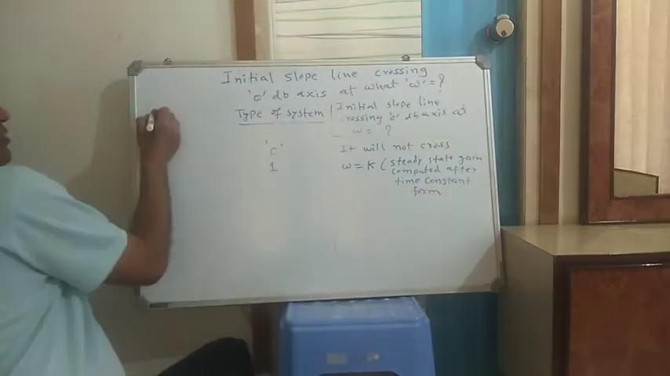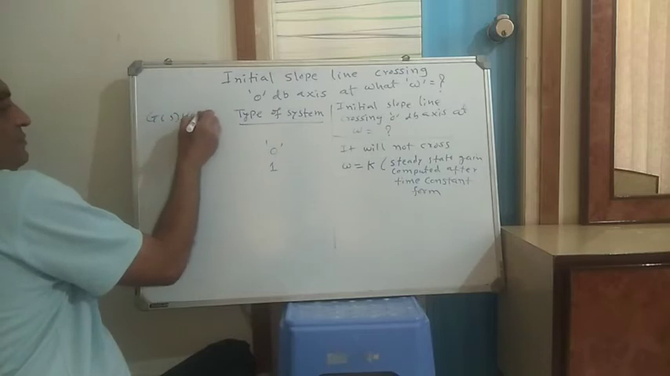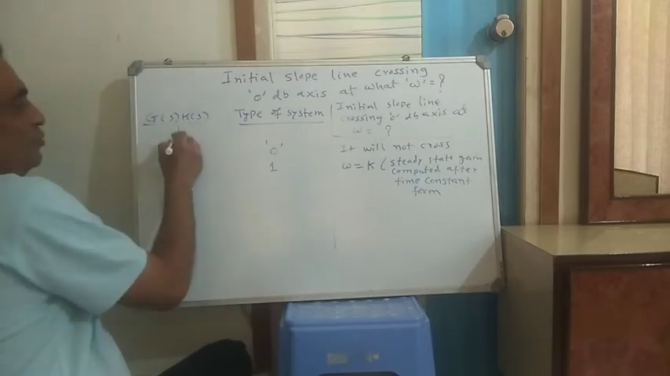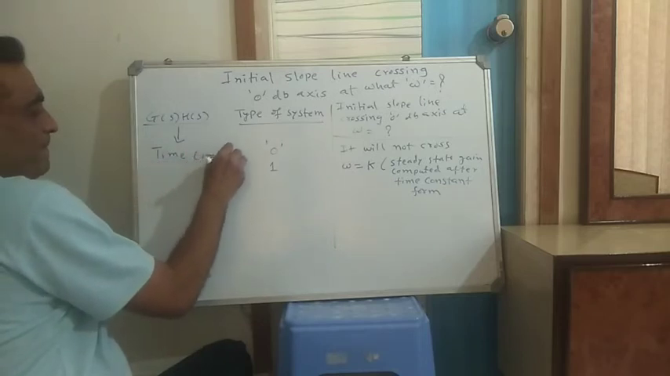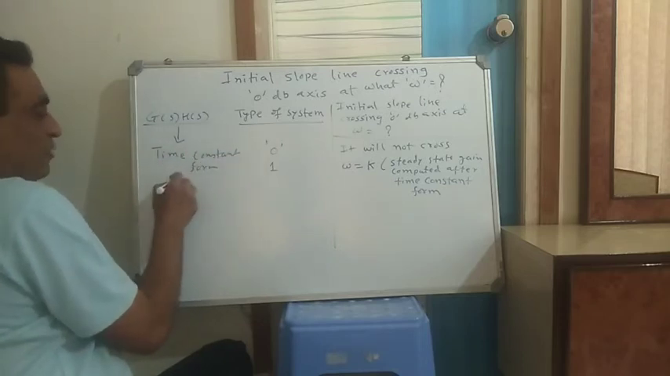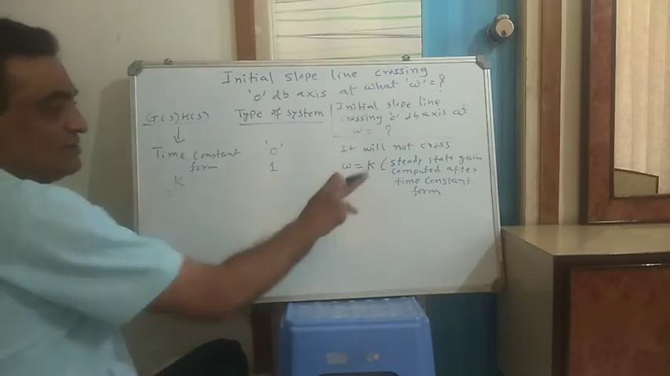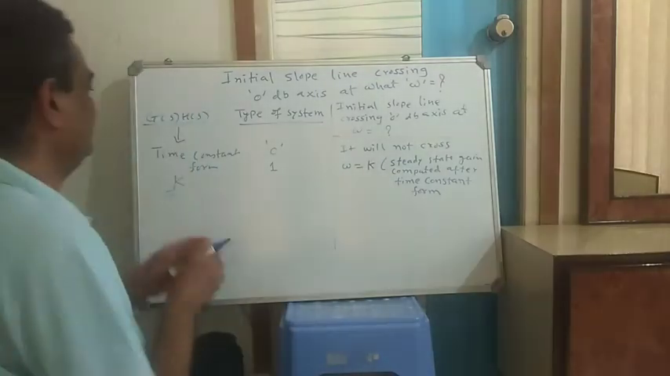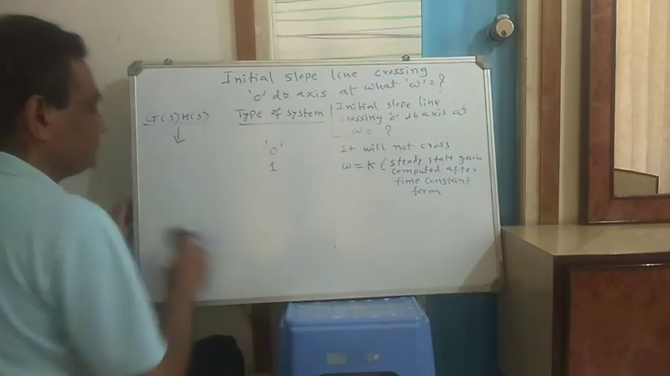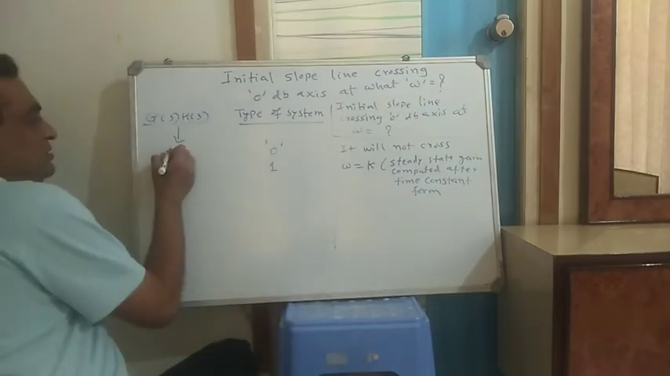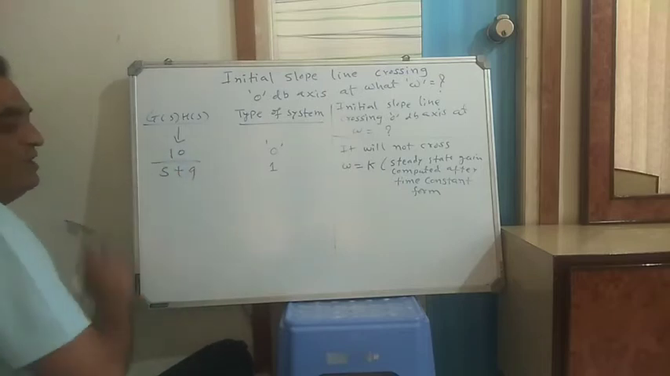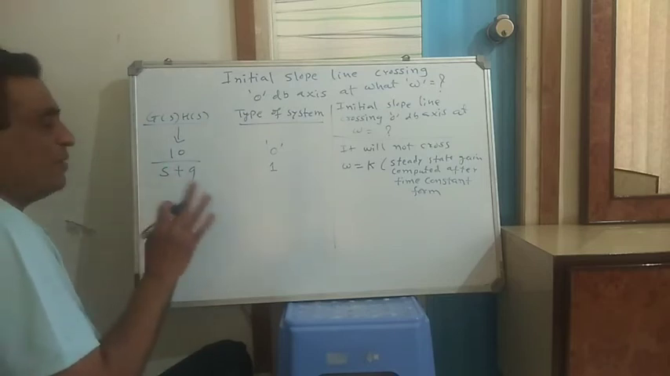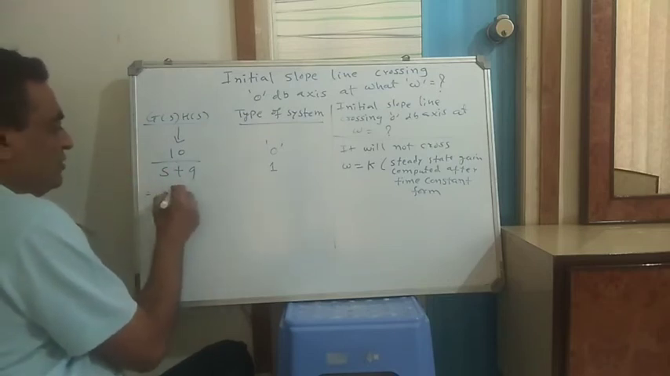So we have been given G of S, H of S. This is given to us. We need to convert it into time constant form. Then whatever K is left there, that is the steady state gain. For example, it is 10 upon S plus 9. This is the transfer function, 10 upon S plus 9. So this is not in time constant form. Time constant form is in the form of tau S plus 1. So I need to convert it to time constant form.